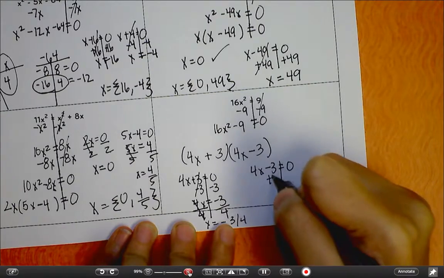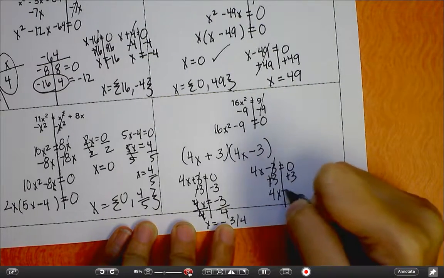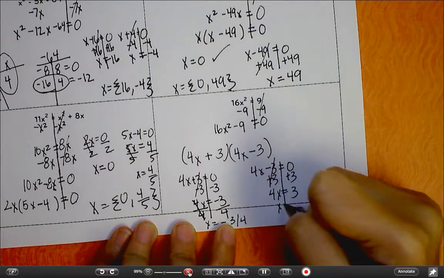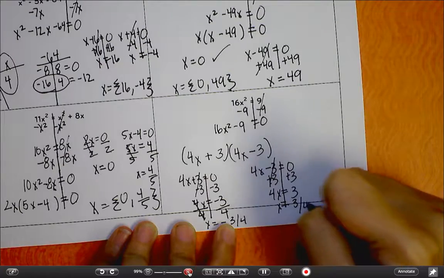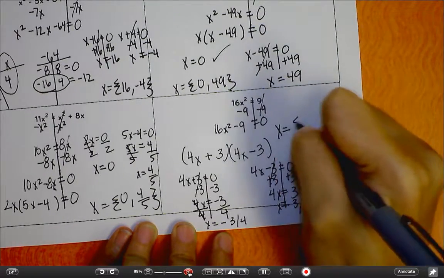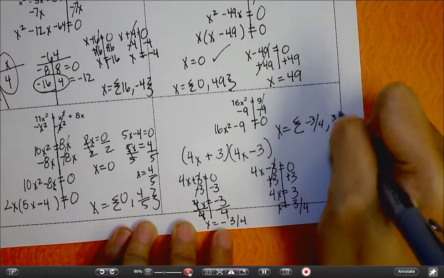Over here, I'm going to add 3 to both sides. Cancel this out. I have 4x equals positive 3. Divide everything by 4. X equals positive 3/4. Put them into your fancy brackets. Negative 3/4, positive 3/4.